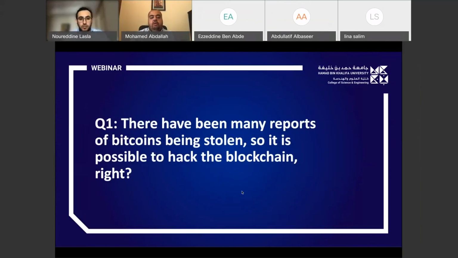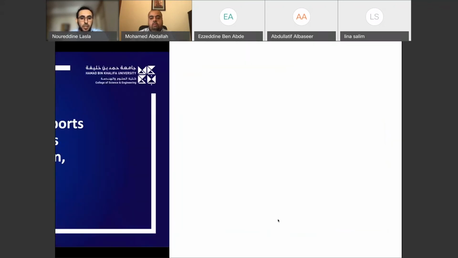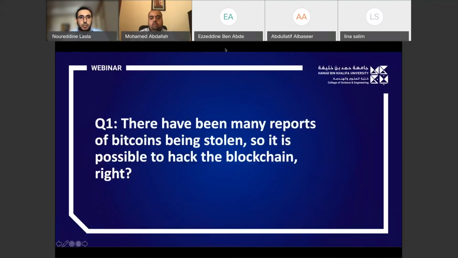There have been many reports of Bitcoins being stolen. So is it possible to hack the blockchain? Yes, actually, the reports of Bitcoin being stolen are not mainly related to the technology or a vulnerability in the technology itself, but mainly to Bitcoin being stolen from exchanges or from the storage of the private keys of some users. But from 2008 until now, there has been no single attack that successfully attacked the blockchain network itself.